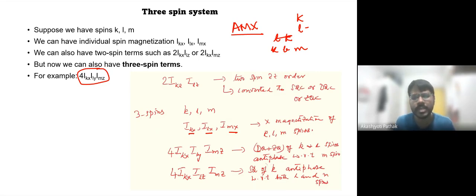But if you have terms like IKX, ILZ, IMZ, then this would mean single quantum of spin K. You have only the K spin in the X magnetization. So that is why it is single quantum of K antiphase with respect to both L and M spin.